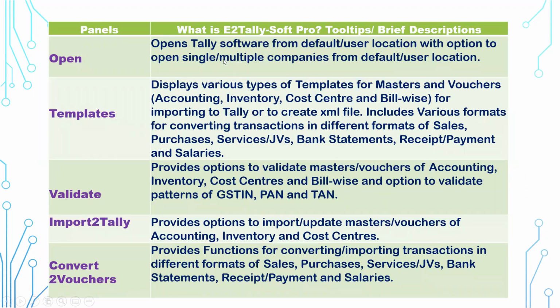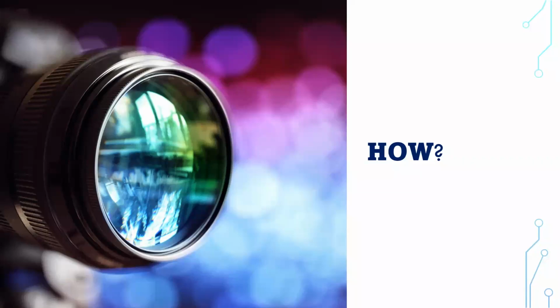Now, this gives you a quick synopsis of the panels. You can open Tally. You have standard templates. You can validate the data. You can import to Tally. You also have convert to voucher features where you can convert different formats of sales, purchases, and services, or JVs, or bank statement, receipt payments into the software.